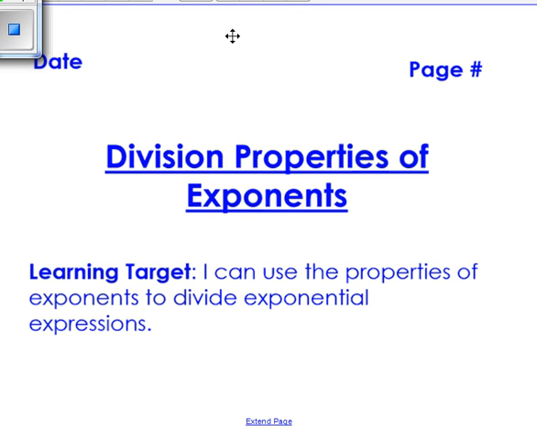Okay, so tonight we're going to talk about the division properties of exponents. Go ahead and make sure you get your date and page number, learning target, and title, and then you add it all in your table of contents.